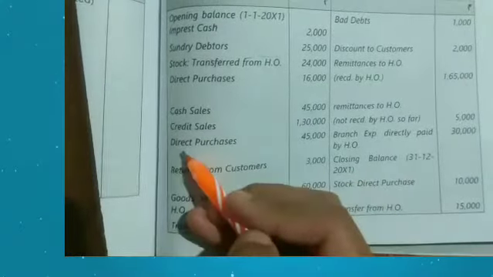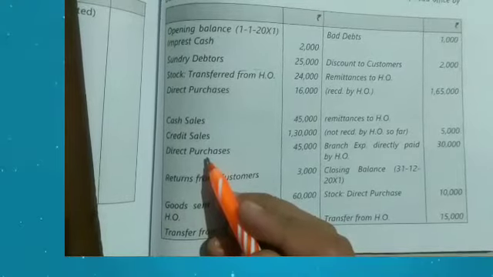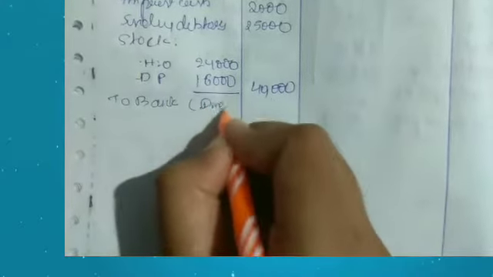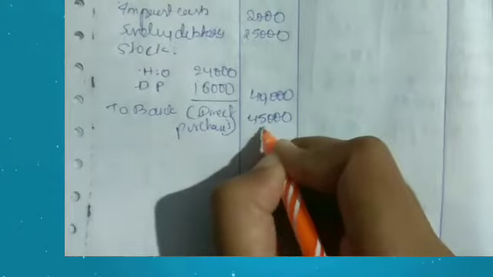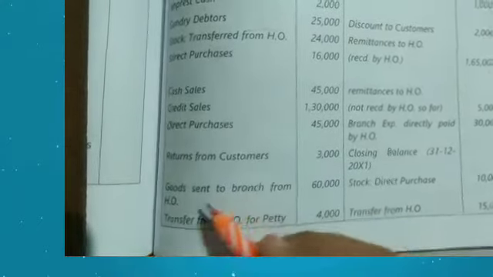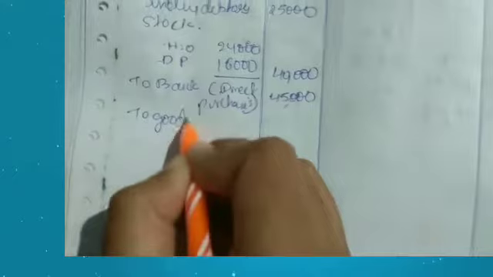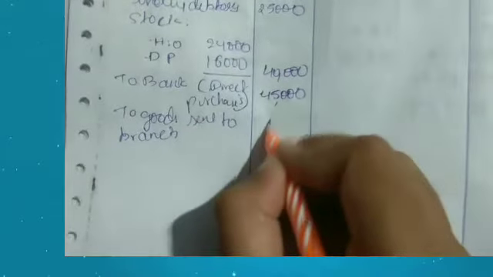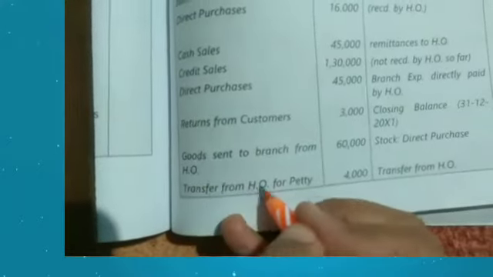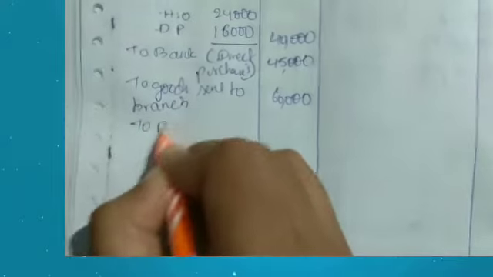We'll not consider these, but we'll consider direct purchases 45,000. Now direct purchases have been paid by the head office, so it has been paid through bank. So we'll write to bank, direct purchases in brackets, purchases 45,000. Returns from customers, we will not consider this. Goods sent to branch from HO, we'll write 60,000, to goods sent to branch account, 60,000. The next one is transfer from HO for petty expenses, 4,000. So we are getting it through bank. So to bank 4,000.